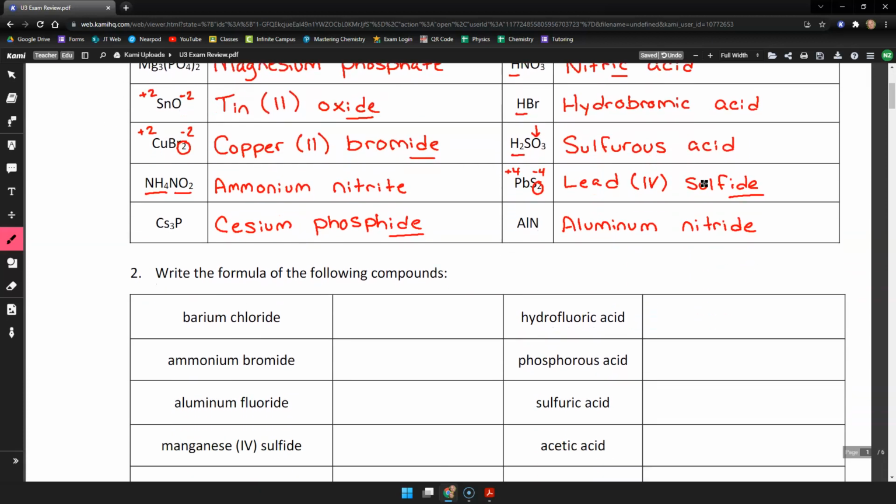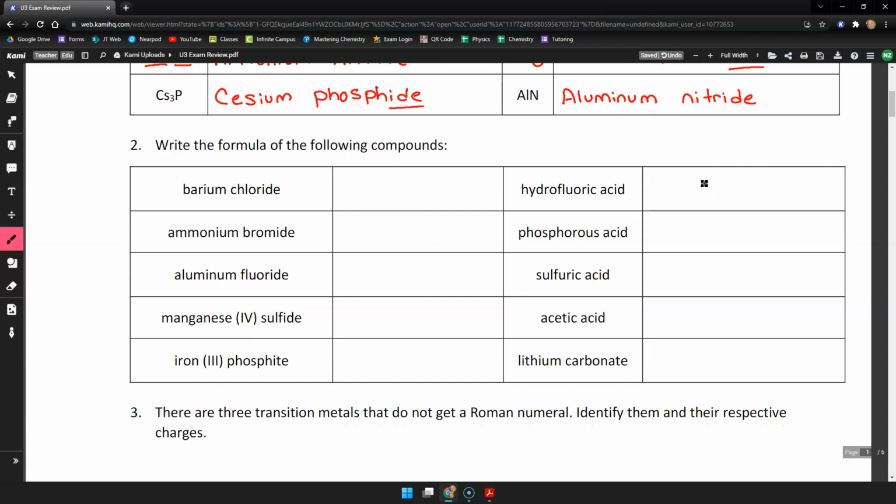Let's go down to the next one here, and we're going to write out the formulas. So let's start with barium and chloride. So chloride is chlorine. So barium, Ba, has a charge of +2. Chlorine, Cl, has a charge of -1. So to make this work, since barium is a +2, we need 2 chlorines. So this is going to be Ba, Cl, and then again, we need 2 of those to make it work.